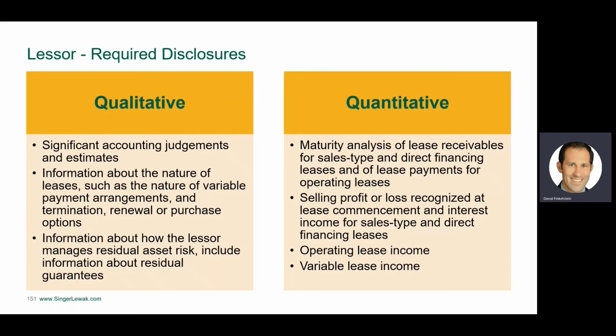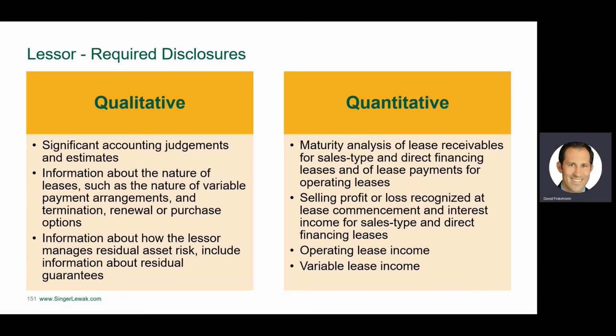For disclosure purposes for the lessor, we break it down into two sections, qualitative and quantitative. For qualitative disclosures, we need to disclose significant accounting judgments and estimates as we use them, and information about the nature of the leases, such as the nature of any variable lease arrangements, or any termination dates, any renewals or purchase options that are available. We'll also include information on how the lessor manages its residual asset risk and include information about any residual guarantees if there are any included in the lease.